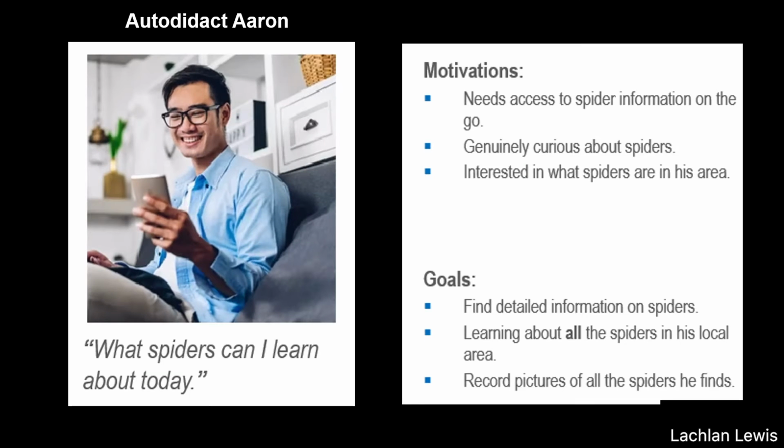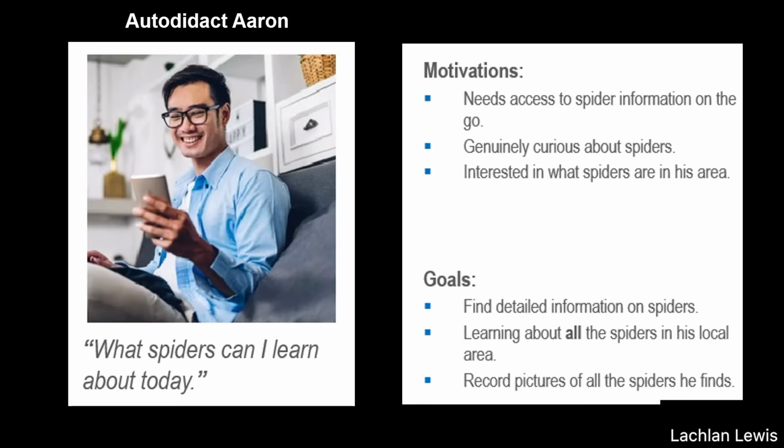The persona of Autodidact Aaron is one of general intrigue, and he is always trying to find something new to understand. He uses the application whenever he finds a new spider to investigate and records new spiders in the gallery feature for future reference. Aaron also uses the map function to find new types of spiders in certain areas to gain further knowledge about spiders.